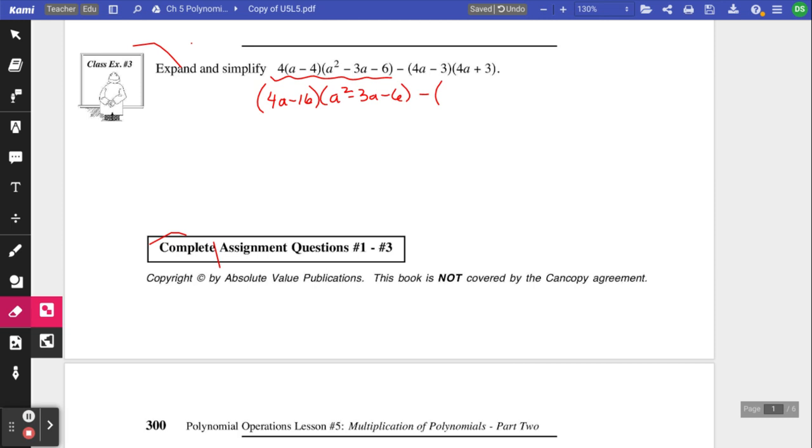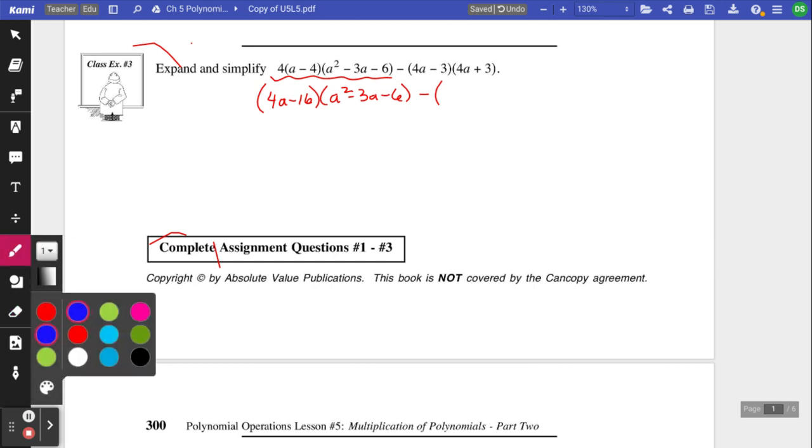Because I'm going to have to flip the sign because there's a minus in front. Exactly. If there wasn't one, I would not have to leave the bracket. Okay, so here I go.